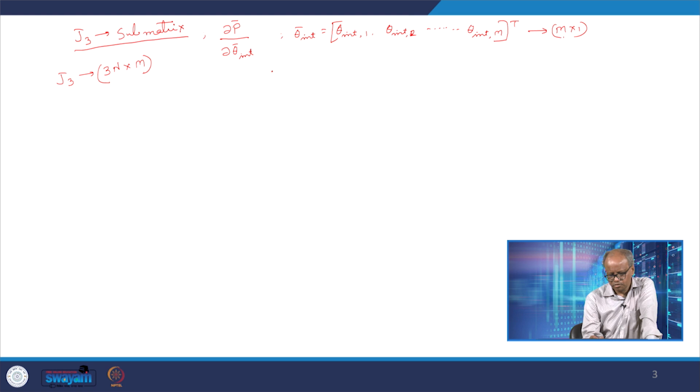So in our particular case, in the 2-bus system, the theta internal vector is theta internal 1, right, because m is equal to 1. As m is equal to 1, there is only one expression.